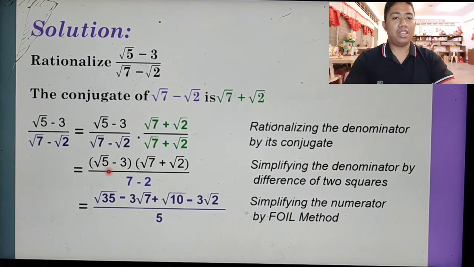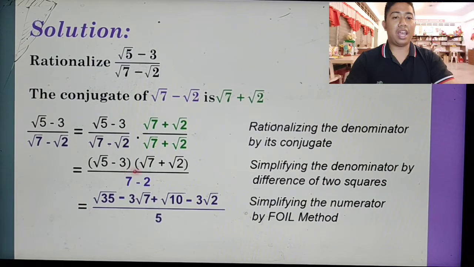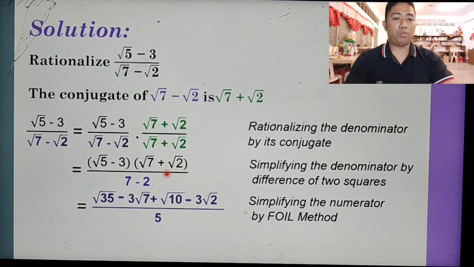So we have square root of 5 times square root of 2, so the product is square root of 10. Okay, the next is the inner terms, which is negative 3 and square root of 7. So negative 3 times square root of 7, so we get the product, which is negative 3 square root of 7. And for the last terms, negative 3 times square root of 2.